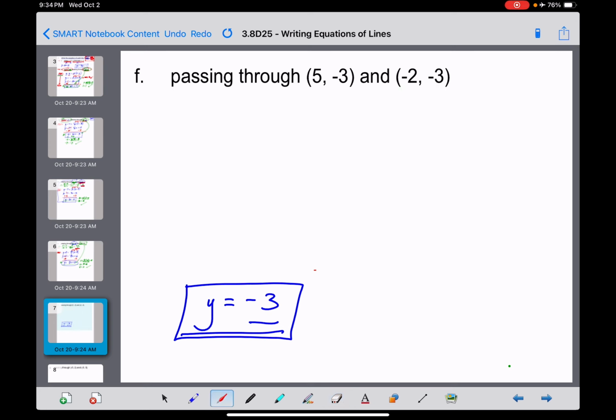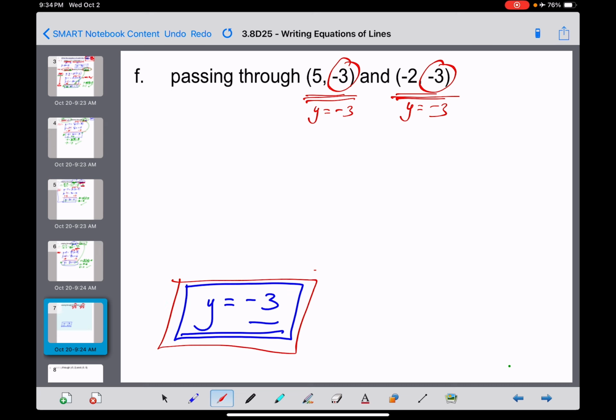What do you notice when you look at these two original points here? They have the exact same y coordinate. So in both of these two points, your y value is -3. And that happened here as well. And every other point that's on that line is going to have the same y coordinate. So since they both have a y coordinate of -3, our answer is y equals -3.